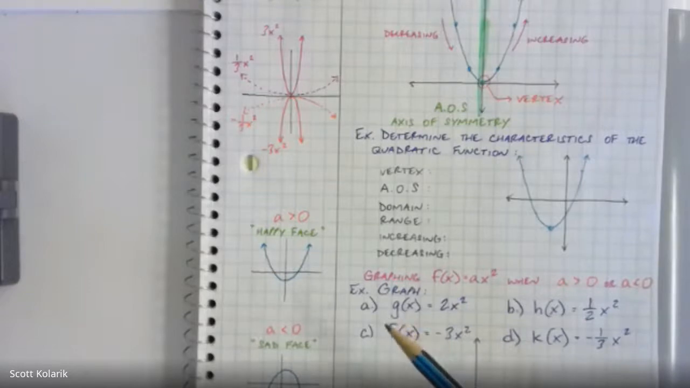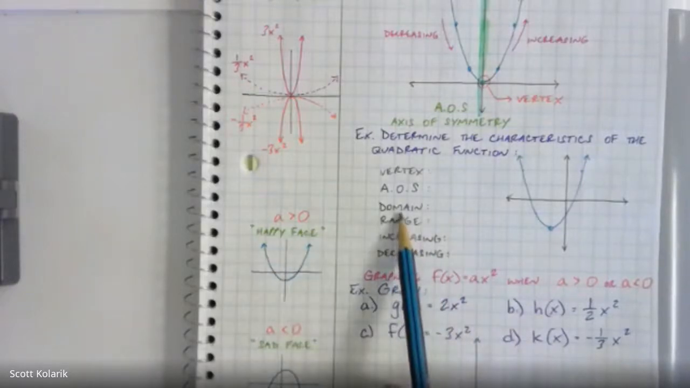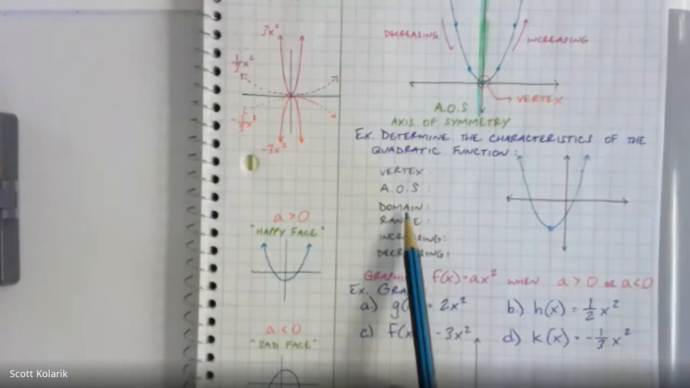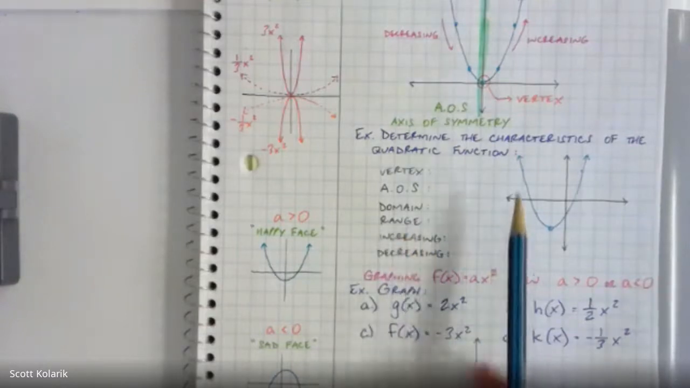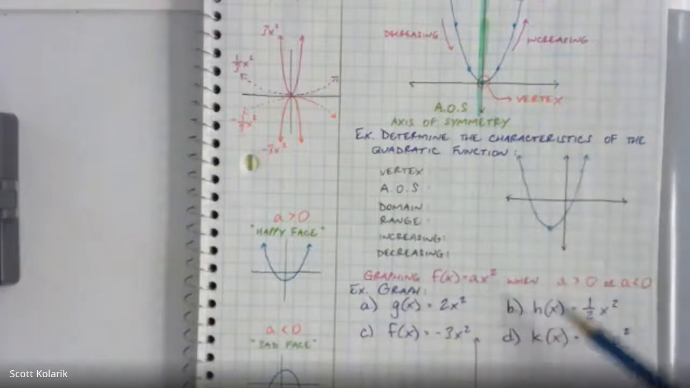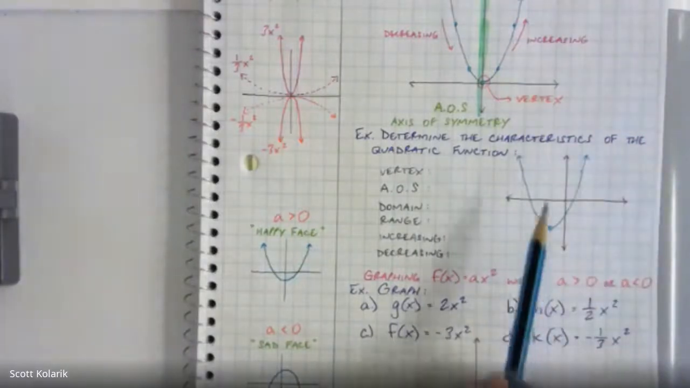There is no limit to the x value that can go into whatever quadratic function you have. Range will be a little more interesting. So if domain is possible x values, range is possible y values, or visually speaking, it's how far up the graph can go or how far down the graph can go.